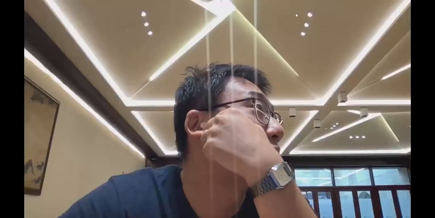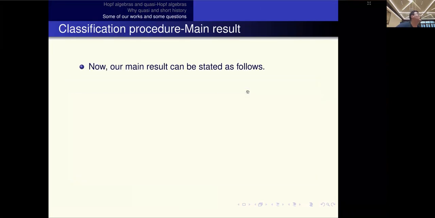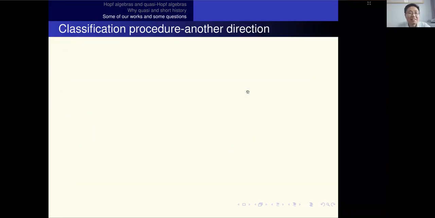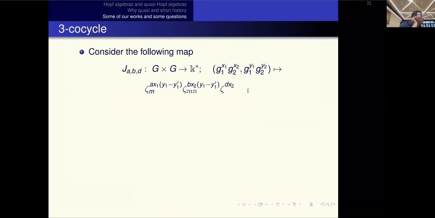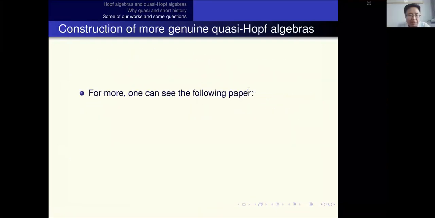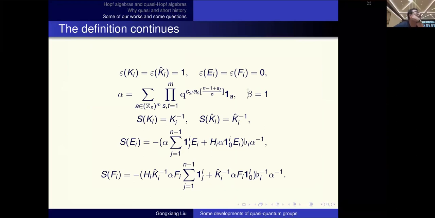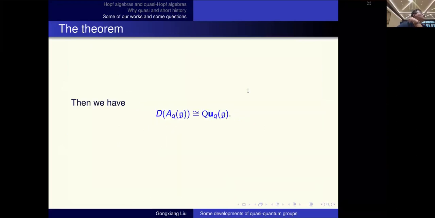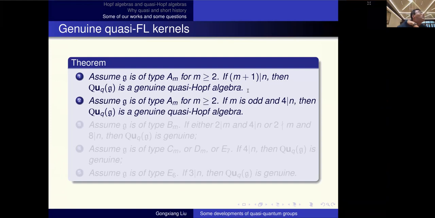I have one. Can we go back to the slide, the Frobenius-Lusztig kernel part that you talked about, the u_q(g)? The theorem that you have for general g. Let me look at the theorem, the genuine part. So the one m+1, this odd and then this.